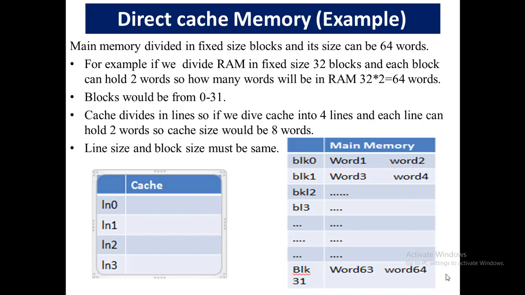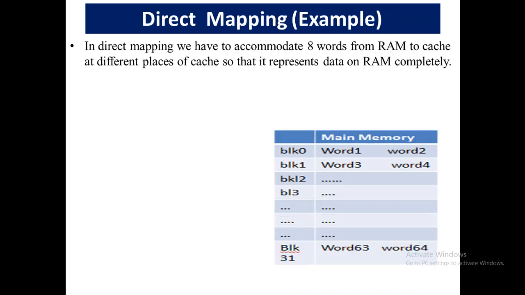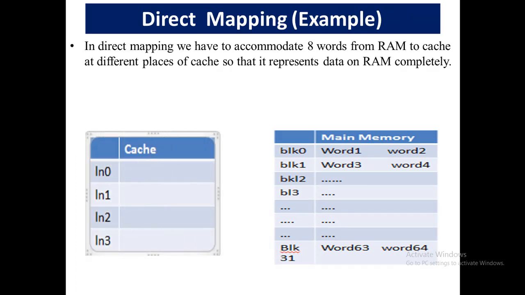Now the concept is how we will map, how we will include 64 words of RAM into cache's 8 words. In this way, we will use direct cache mapping, in which we use a formula that makes the operating system's task very easy to map main memory's big data into cache memory. In direct mapping, we have to accommodate 8 words from RAM to cache at different places of cache so that each represents data on RAM completely.